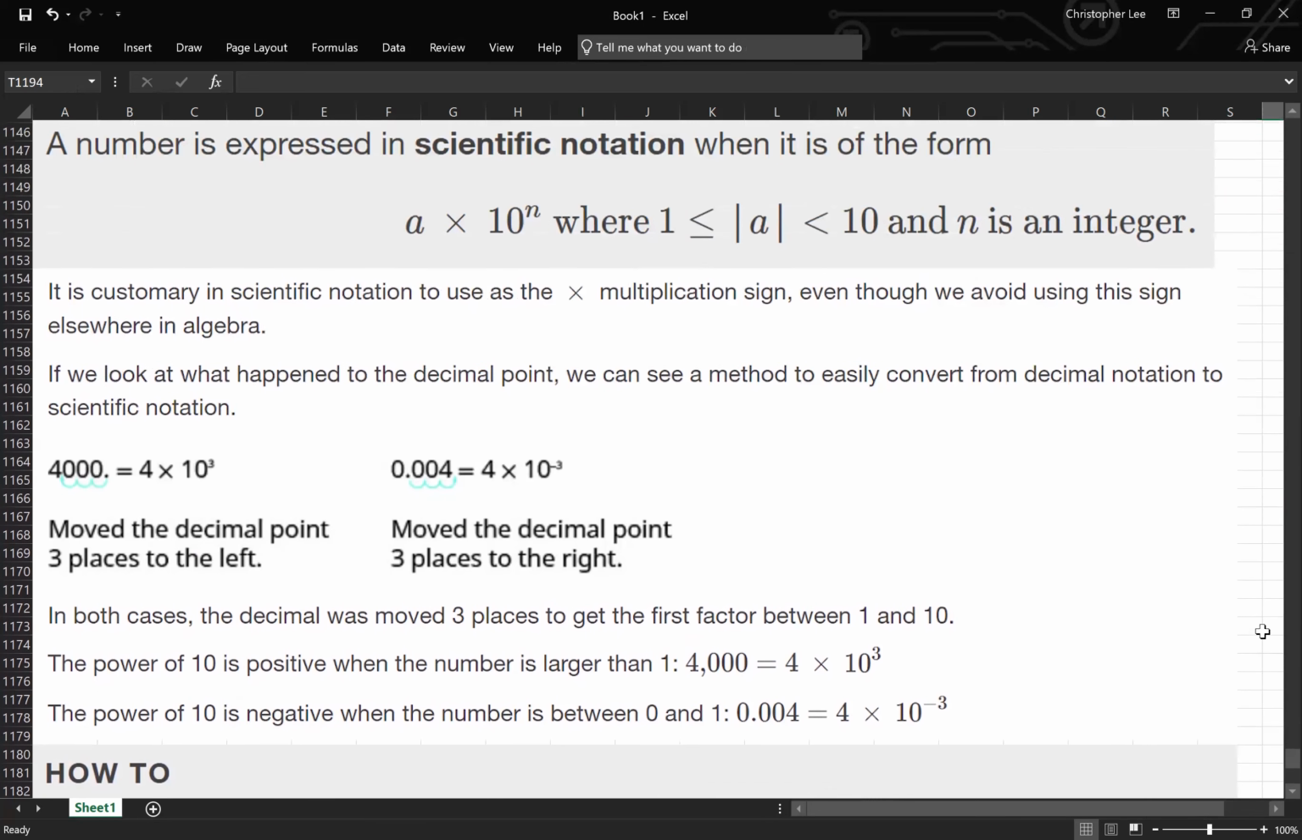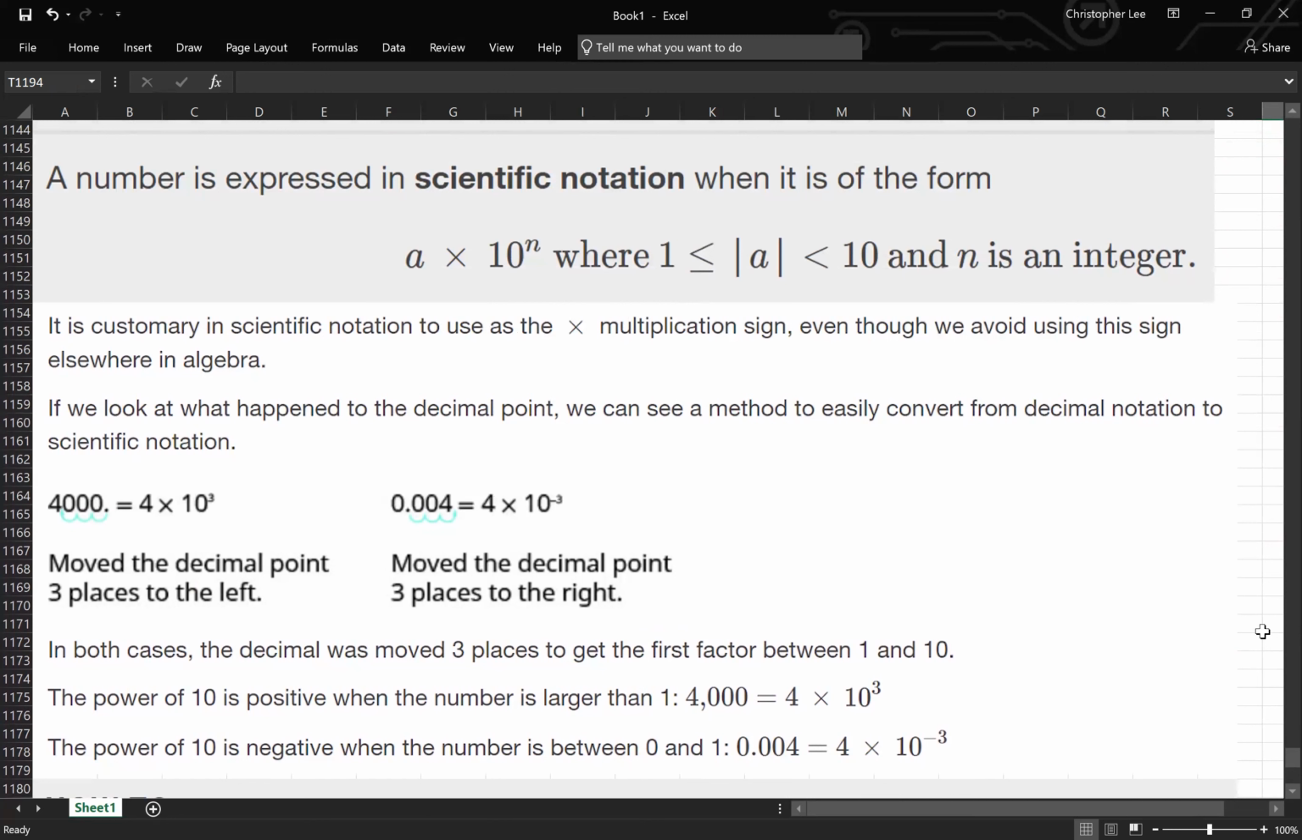So in both cases, the decimal was moved 3 places to get the first factor between 1 and 10. That's another thing. Your first number has to be between 1 and 10. Can't be smaller than 1, can't be bigger than 10. Wait, 1 and 9. What am I talking about? Between 1 and 9, right?